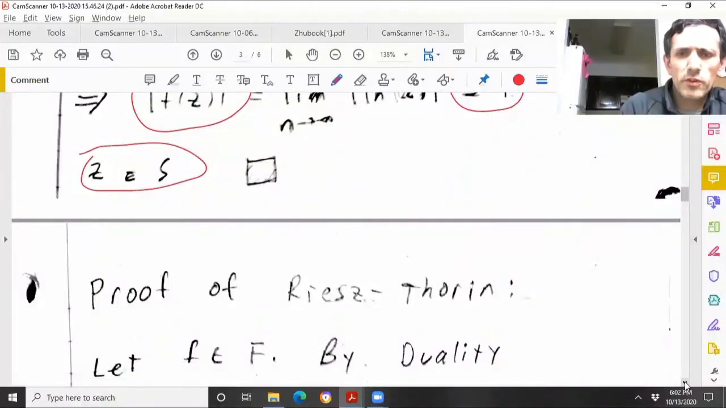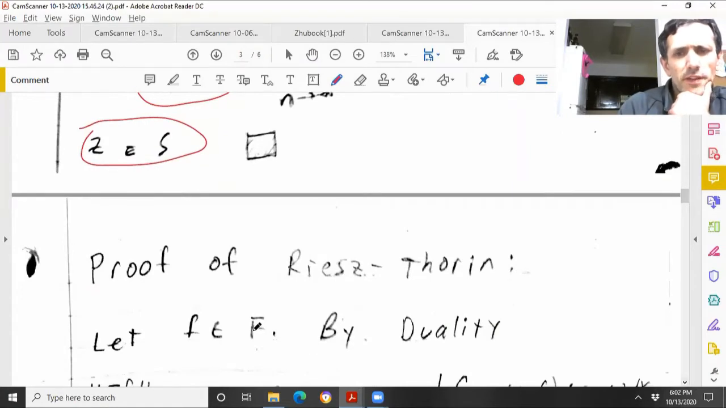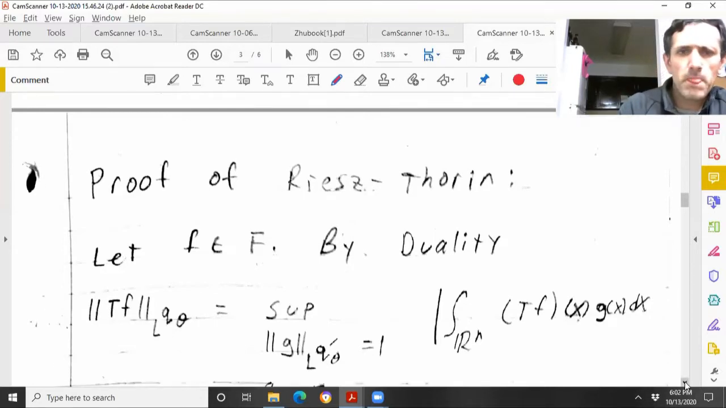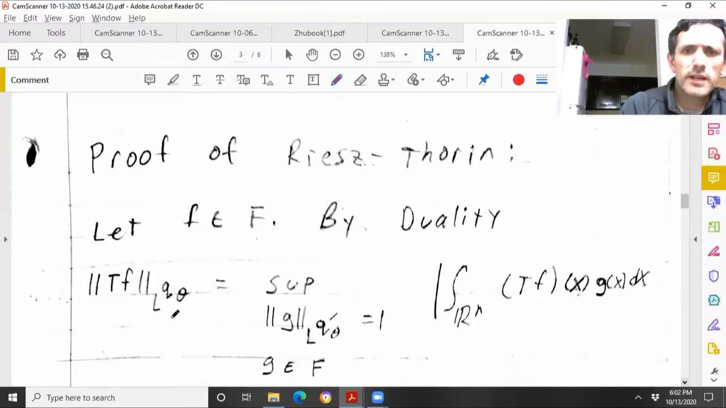Okay, so what's the proof of Riesz-Thorin? Well, let's say little f is in big F, so nice simple function. All right, so let's apply duality. So duality says, usual L^p prime duality, that the L^{q_θ} norm of Tf is given by this supremum here. We're taking the supremum over all g where the L^{q_θ prime} norm is equal to 1.